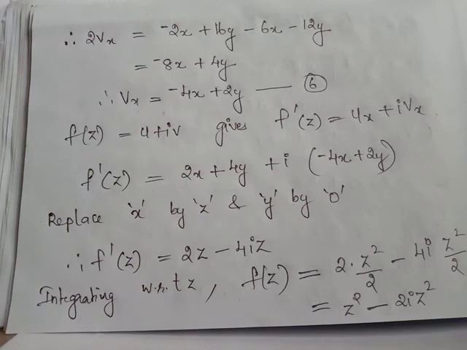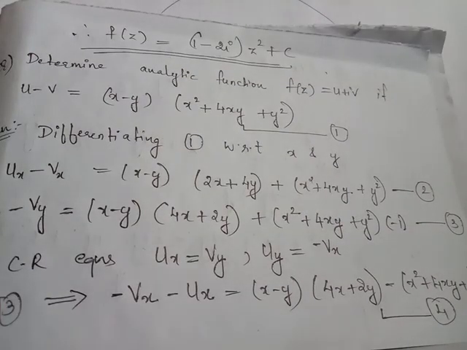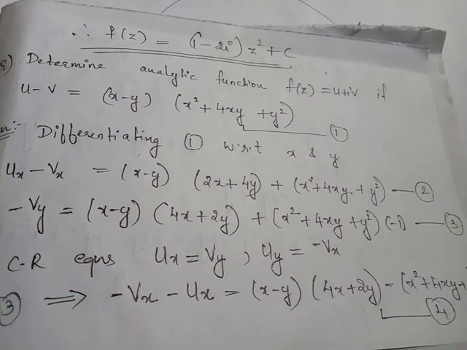We integrate both sides with respect to z and we obtain f of z equals z square minus 2i z square. Thus we have the final expression for f of z equals (1 minus 2i) z square plus c, which is the constant of integration.